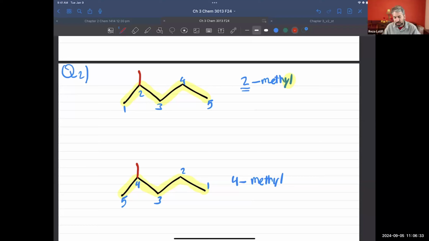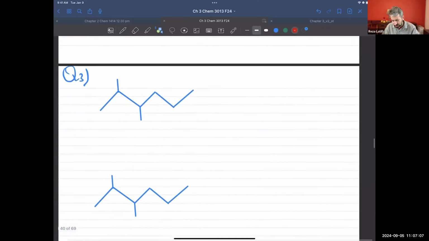And how many carbons do I have for the main chain? I have 5 of them, so it will be pentane. And the second one will also be pentane. We said this one is wrong and that one is correct. Why? Because we're supposed to give the smallest possible number for the locator. Go with the smallest possible number. 2 is smaller than 4, so the correct answer will be the top one. Okay, next.